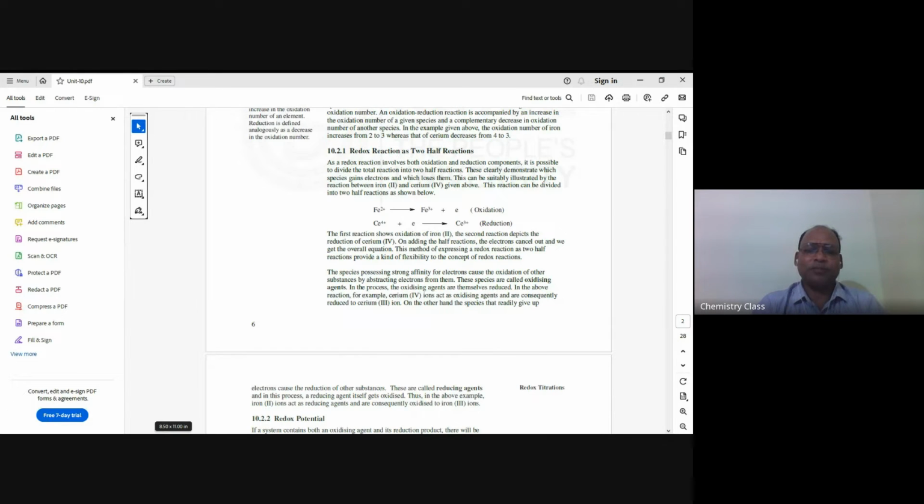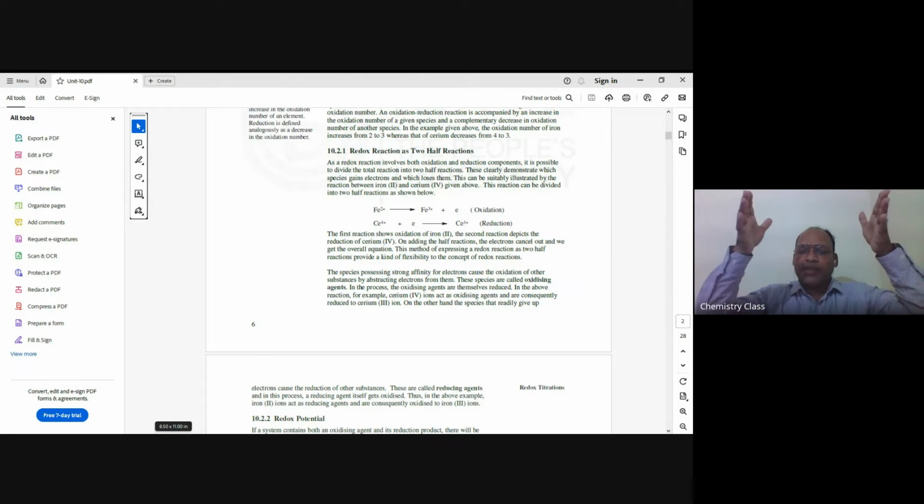So this is how oxidation and reduction behave, depending on how the reaction is conducted and what voltage you are providing. Now we come to the point: a redox reaction has two half reactions, as I told you yesterday. One half is the oxidation half, and the second half is the reduction half.